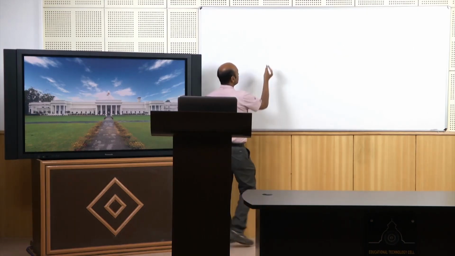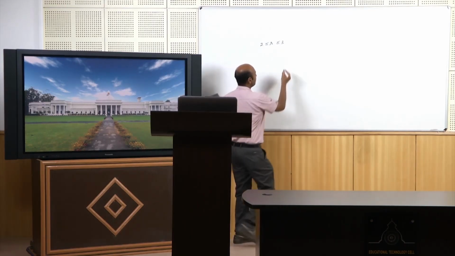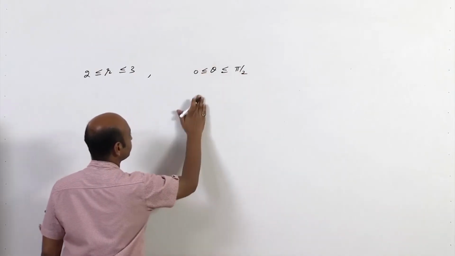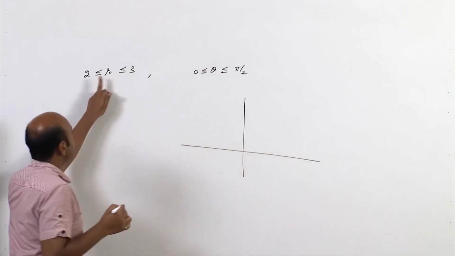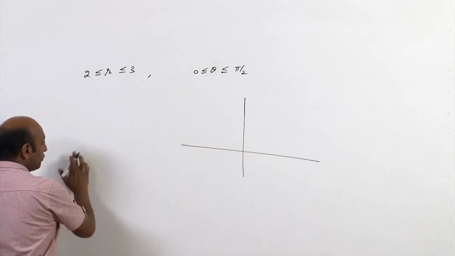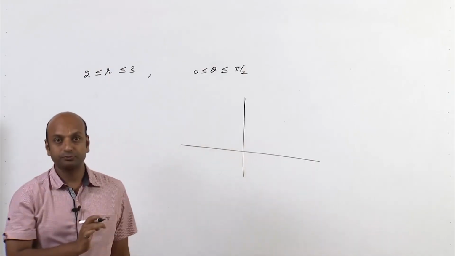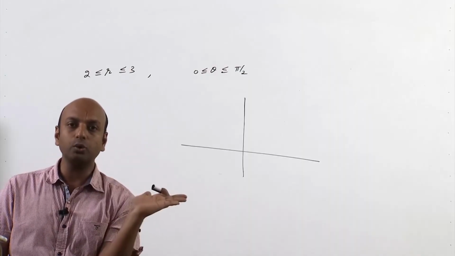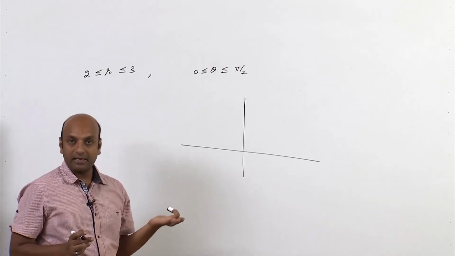Now, the first problem is r varying from 2 to 3 and theta varying from 0 to pi by 2. Now, first take r equal to 2. What does r equal to 2 represent? You see, r equal to 2 means r always remains 2, so it will be a circle. When r is always 2, theta may be anything. So, it will be a circle, r equal to 2, theta may be anything. Similarly, r equal to 3 will be a circle, theta may be anything.